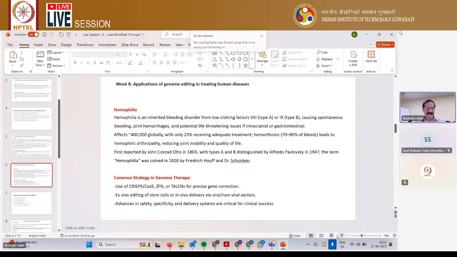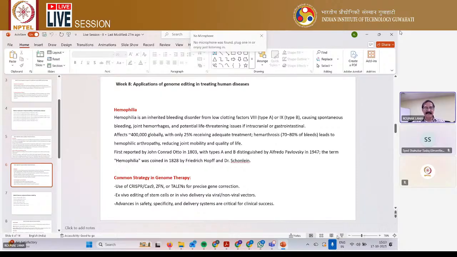This was first reported by Otto in 1803, with type A and B distinguished by Pavlovsky in 1947. The term hemophilia was coined in 1828 by Friedrich Hopff and Dr. Schönlein. So some of the common strategies in genome therapy are the use of CRISPR-Cas9 and other technologies prior to these, ZFN or TALENs, for precise gene correction. So here we go for ex vivo editing of stem cells or in vivo delivery via viral and non-viral vectors.